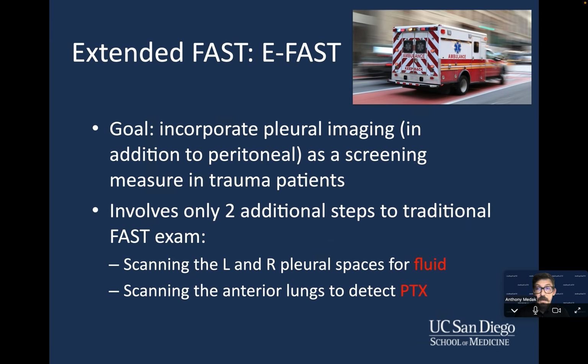So now let's talk about the last two steps of the extended FAST exam. So initially the FAST exam was just looking at those 4 views that we talked about earlier. And then it was decided by clinicians that in addition to looking for free fluid in the peritoneum or the pelvis or around the pericardial sac, sometimes people sustain thoracic injuries, and ultrasound is actually quite good at looking for those as well. So the extended FAST exam is the same exam that we already did, but adds 2 additional steps. Scanning the left and right pleural spaces, looking for fluid, which in the setting of trauma would be concerning for hemothorax, and also scanning the anterior lungs to detect pneumothorax or collapsed lung.